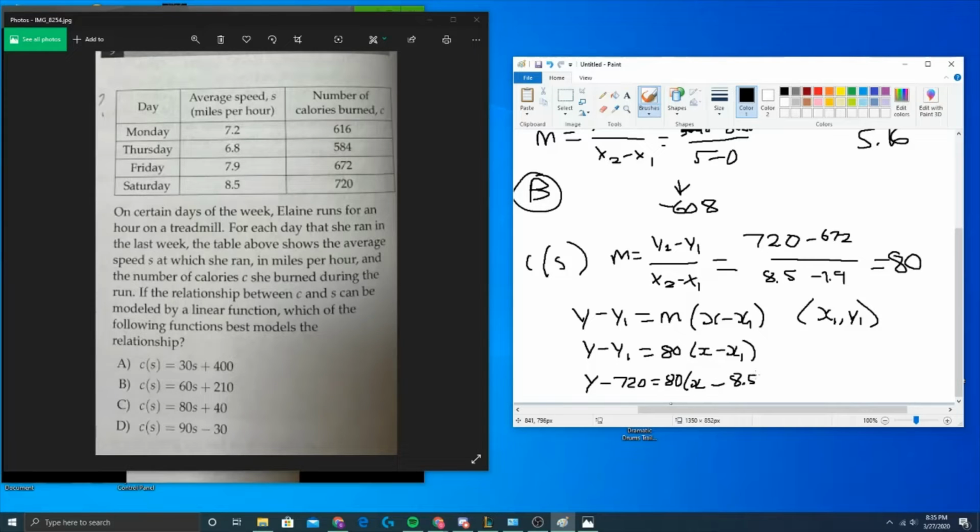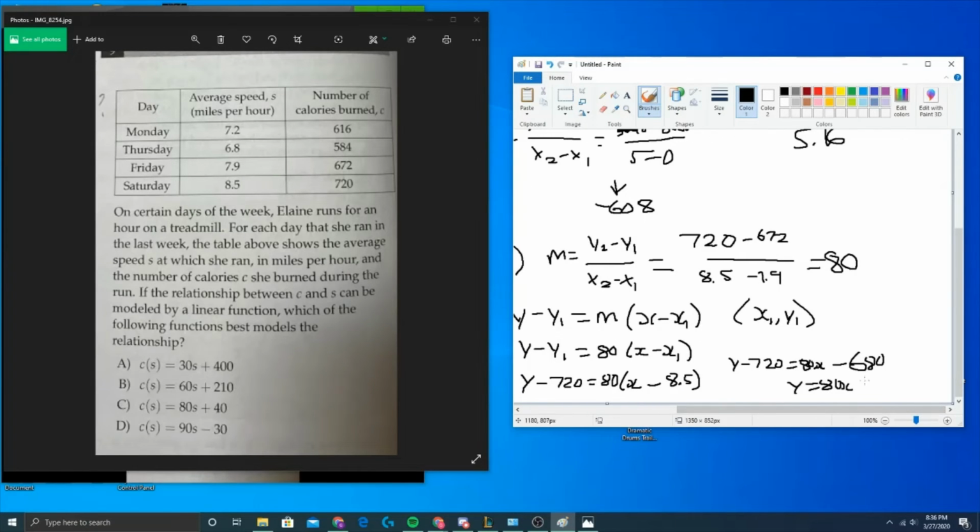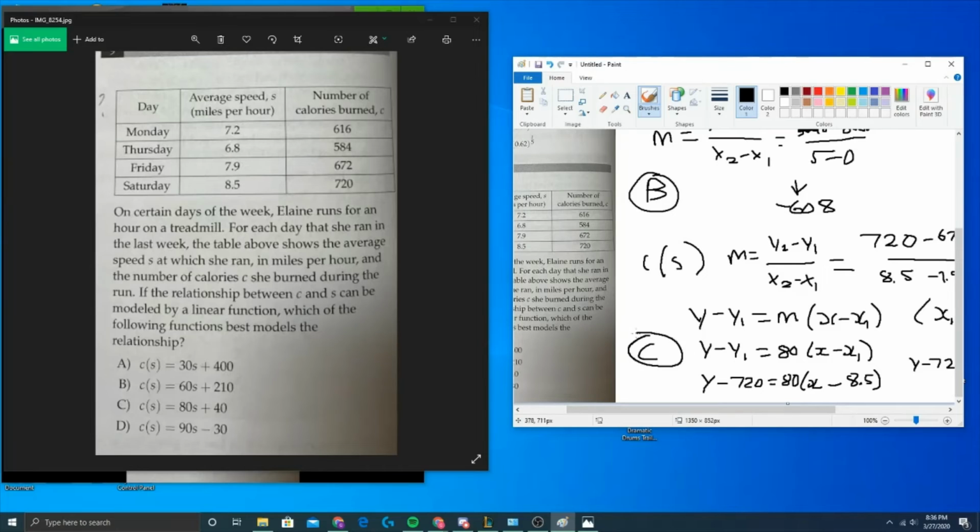Let's do some math. 80x. I'm running out of space. 8.5 times 80 is 680. Once you add 720 to both sides, you'll get y equals 80x plus 40. And C is our answer.